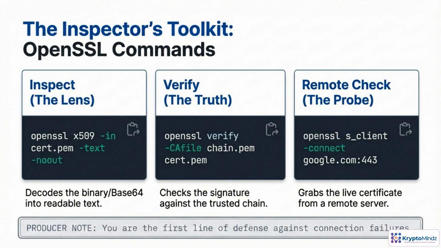Next comes verification. Here you're asking, does this certificate actually chain up to a CA I trust? The tool checks the signature and the chain against a set of known roots or intermediates. If that fails, you know you have a broken chain, a wrong CA bundle, or a possible spoof. Finally, the remote check. Instead of looking at a file, you connect to a live server and pull the certificate straight from the handshake. This is how you confirm what a client really sees in production, including intermediates and hostname matching. Together, these 3 actions make you the first line of defense against certificate misconfigurations and connection failures.